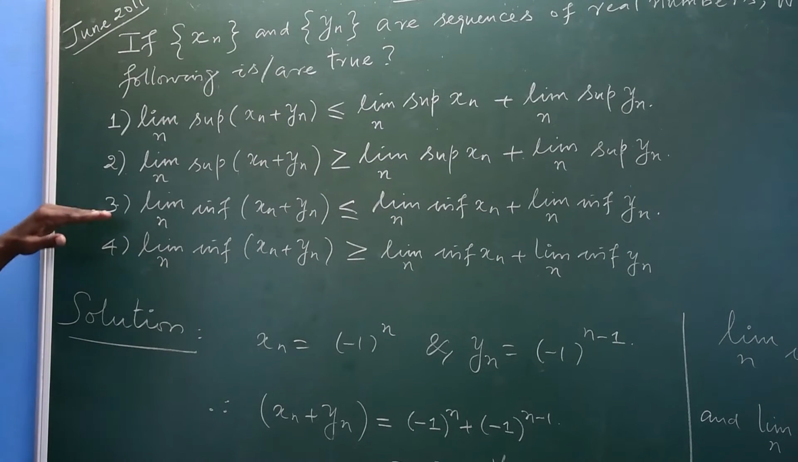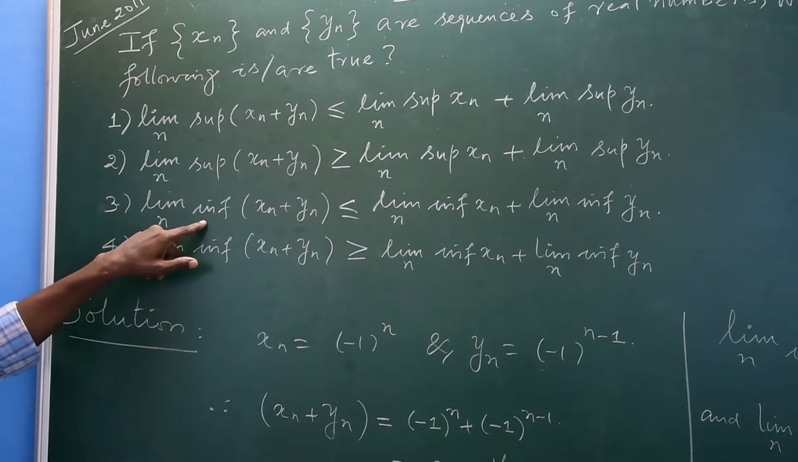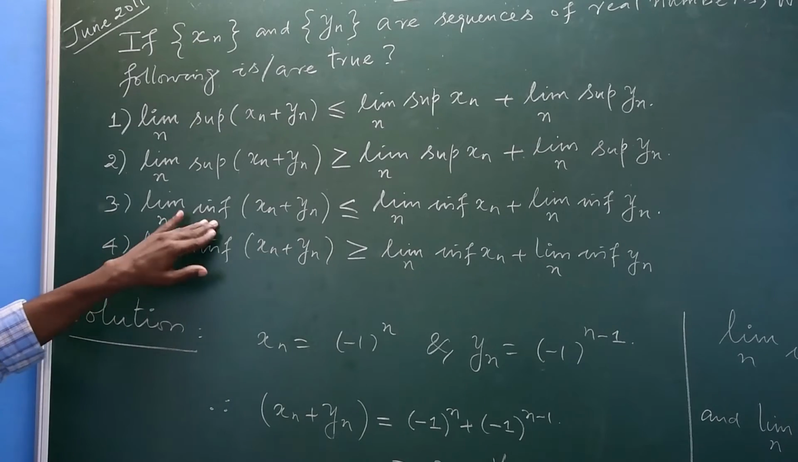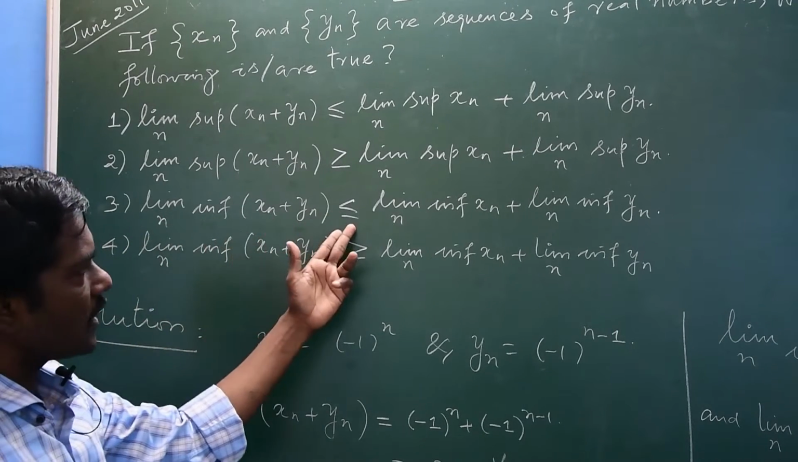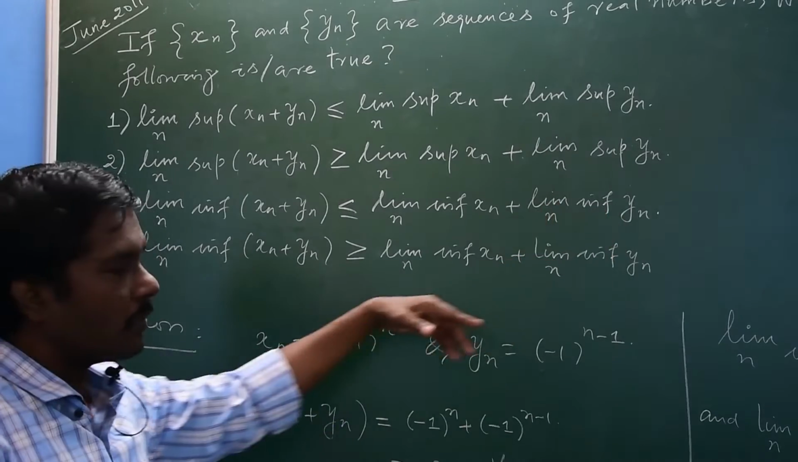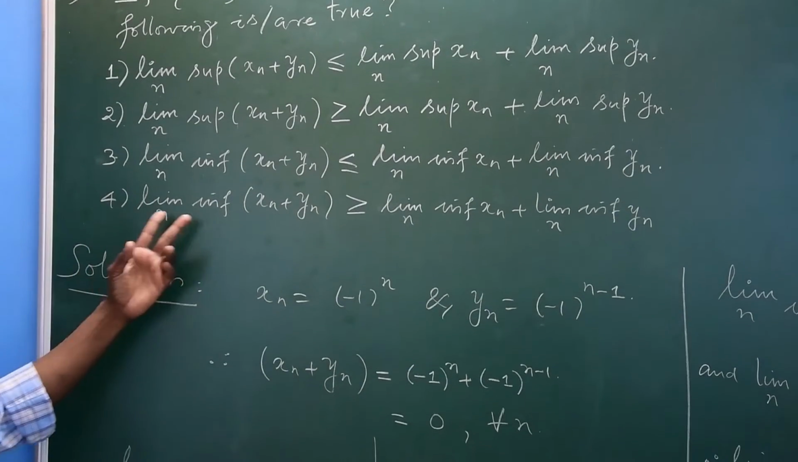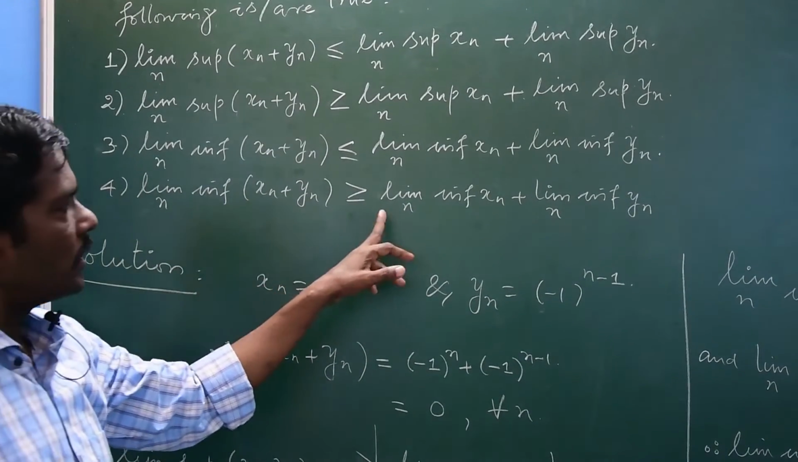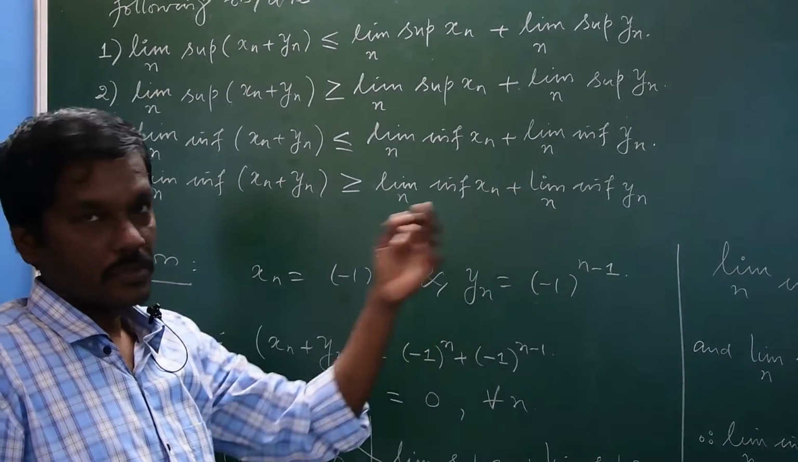Similarly, 3 and 4 deal with the infimum. Limit infimum of a sum is less than or equal to the sum of the limit infimums, and the fourth one is limit infimum of the sum is greater than or equal to the sum of the limit infimums.